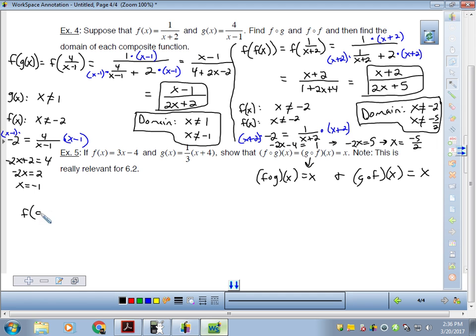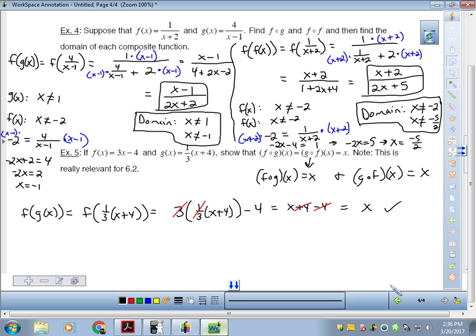So first off, we'll do f of g of x. So that means we're doing f of 1/3 times x plus 4. So we take 1/3 times x plus 4 and plug into this function. So we have 3 times 1/3 times x plus 4 minus 4. Now, what is 3 times 1/3? Well, those just kind of cancel each other out. So you end up with x plus 4 minus 4, and then the plus 4 minus 4 can cancel each other out, and so you get x, which works out.